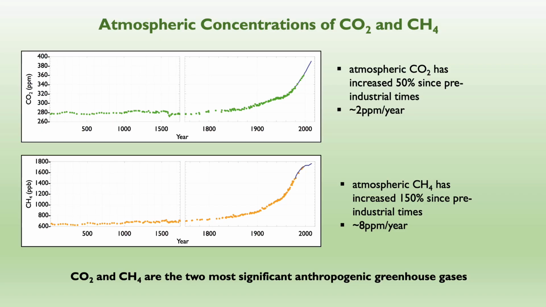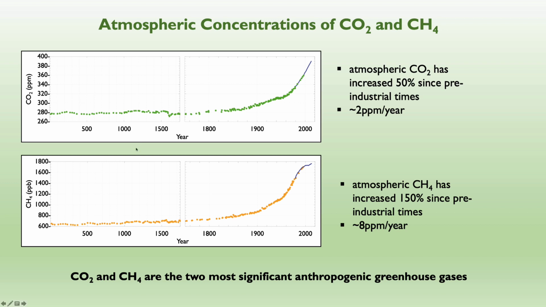Okay, so I think what we want to do is finish off the lecture by reminding ourselves that the reason we're discussing the global methane cycle is because both carbon dioxide and methane function as very significant greenhouse gases. As we can see on the top graph here, atmospheric concentrations of carbon dioxide have increased by almost 50% since pre-industrial times. So if we look at pre-industrial times, maybe the year 1750, carbon dioxide levels increased from about 280 parts per million up to around 410 parts per million today. And they've been increasing at a rate of approximately 2 parts per million per year.